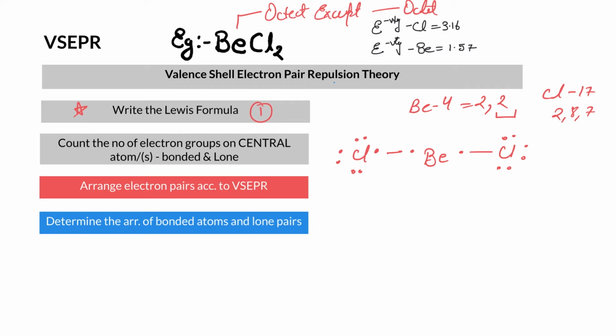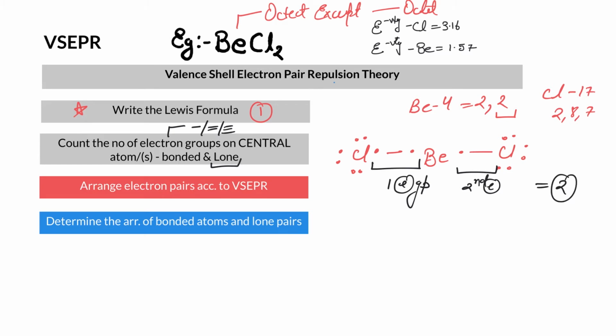The second step is to count the number of electron groups on the central atom, bonded and lone. So this is 1 electron group, and this is the second electron group. Now, remember, when we say electron groups, we will not be differentiating between a single, a double, or a triple covalent bond. And we'll be considering the lone pairs of electrons as well. Now, beryllium does not have any lone pair of electrons, but if it did, it would have made a difference. And how, we are going to look at in further examples. So, BeCl2, that's the Lewis formula. We have counted the number of electron groups here, total 2.